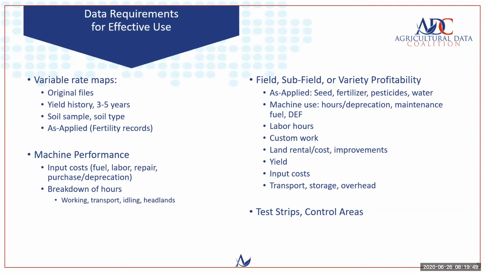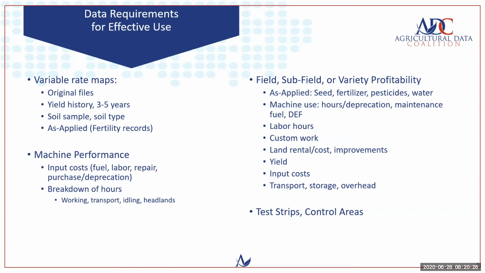Similar with machine performance, you want to have a good handle on all your input costs: fuel, labor, repair costs, purchase, depreciation, your diesel exhaust fluid on modern tractors, a lot of different things that go into that. And then if you can get that broken down to really see how well your machine's performing in work, transport, idle, headlands, everything is a little bit different depending on where a machine is in those different phases of an operation. So you can really kind of pinpoint where maybe the bottleneck is. Does somebody just need a little bit more training on how to turn at the headlands so they're a little bit more efficient in the field, something like that?